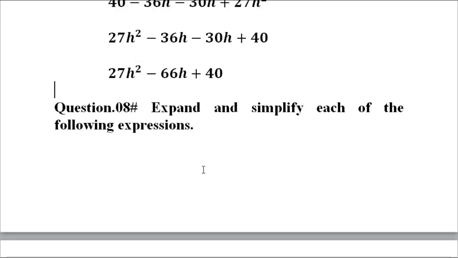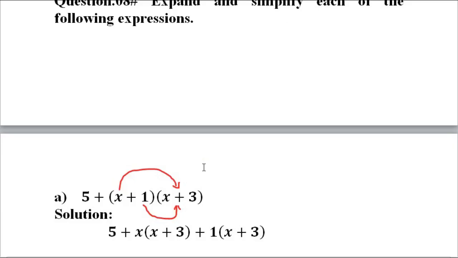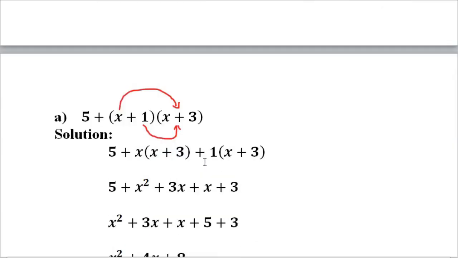Question number 8 involves simplifying other algebraic expressions using the distributive property and combining like terms. Let's start with the first expression. We have 5 plus x times (x plus 3) plus 1 times (x plus 3). First, I'll simplify the terms in the parentheses by multiplying x times (x plus 3) and 1 times (x plus 3).